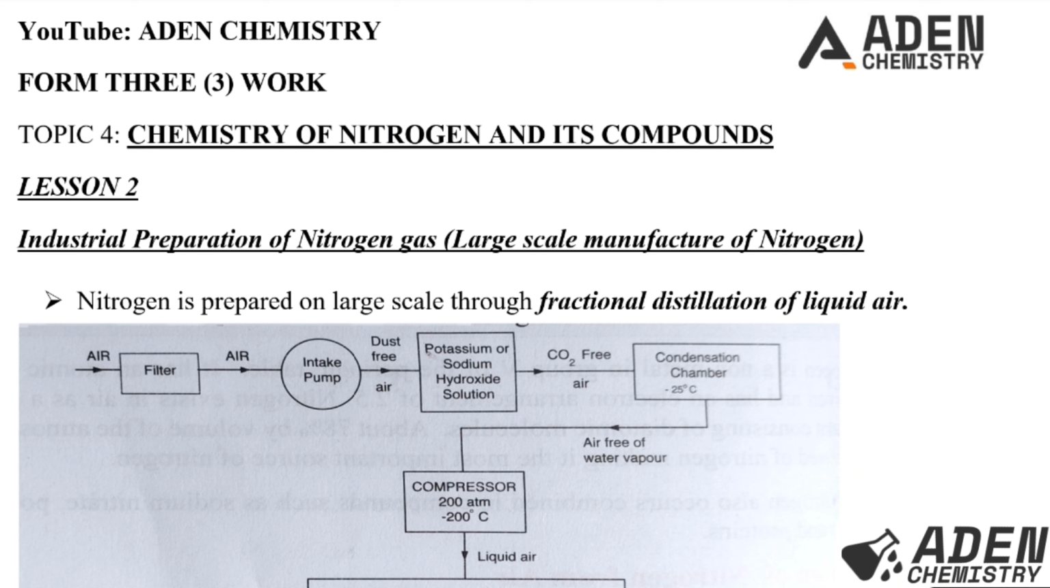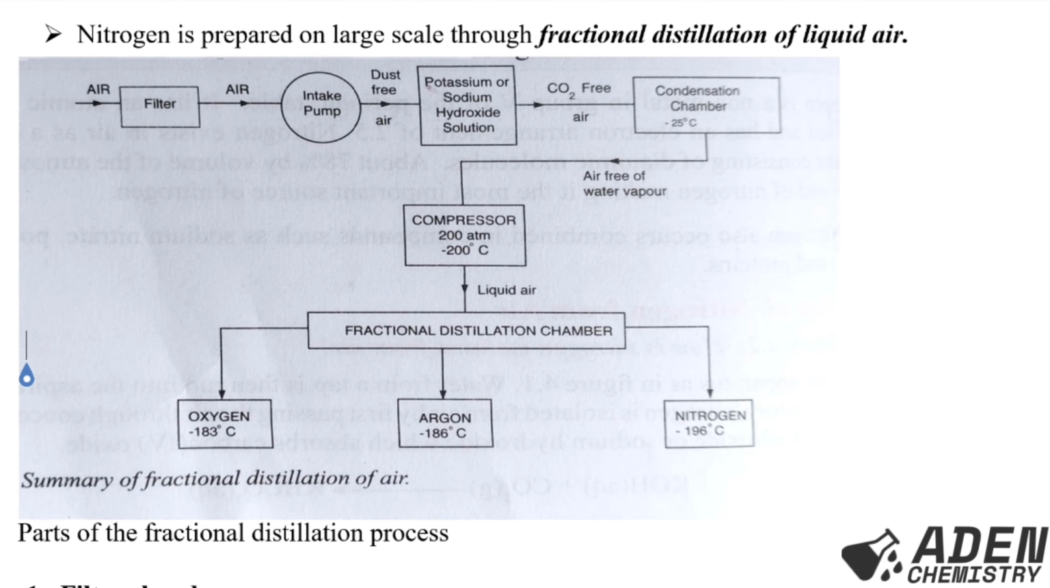Remember learners, large scale production of nitrogen and oxygen was taught in chemistry form 1 under chapter 4, that's air and combustion. So we are going to do the same thing as we have done in chemistry form 1. We are saying nitrogen is prepared on large scale through fractional distillation of liquefied air, and we are having this summary on the fractional distillation of liquid air.